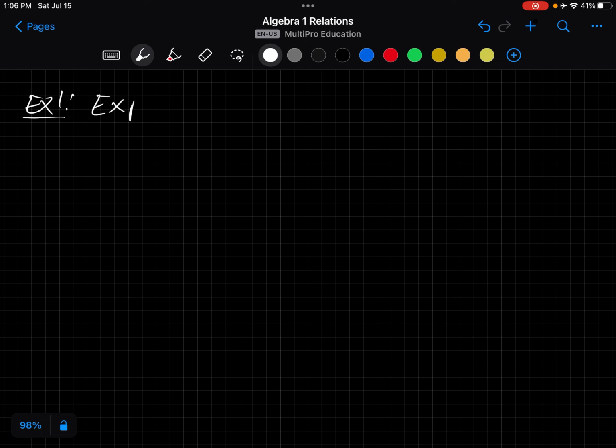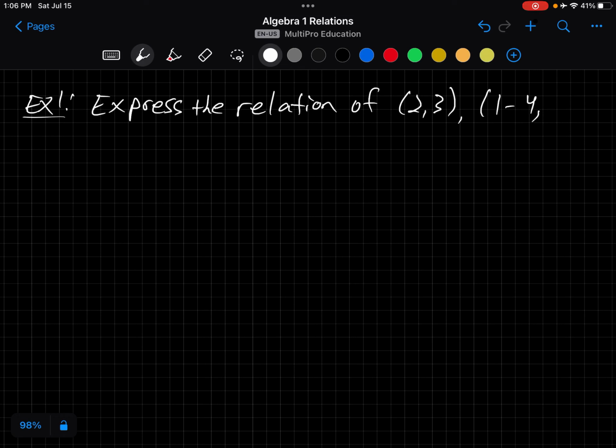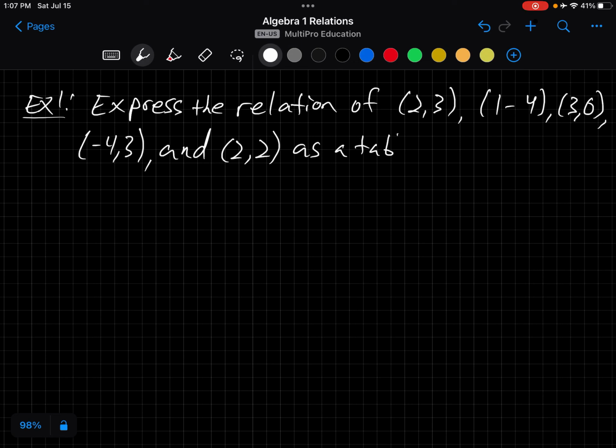Example 1. We want to express the relation of (2, 3), (1, -4), (3, 0), (-4, 3), and (2, 2) as a table, graph, and mapping. So you're going to get to see all of these today.